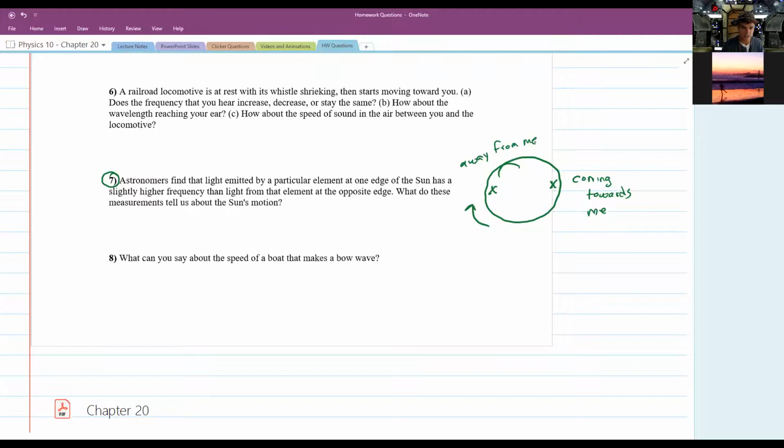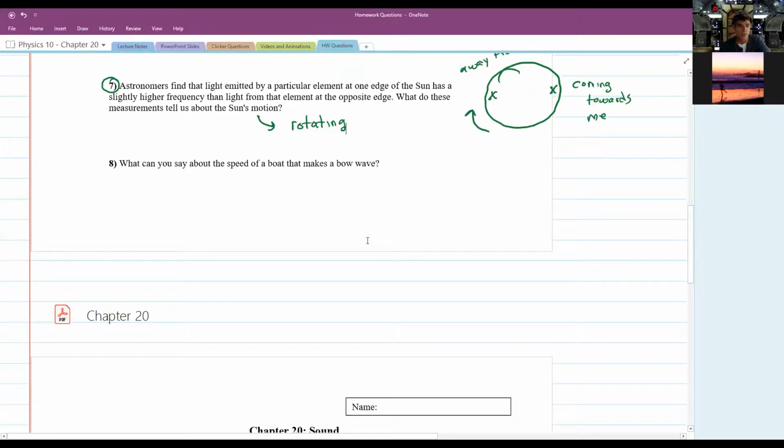So what does this tell us? It tells us that the sun is rotating. And by looking at how much different the frequency is on one side versus the other, we can actually figure out the rate at which the sun is rotating. Very cool kind of astronomy.